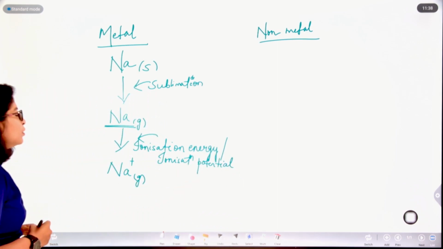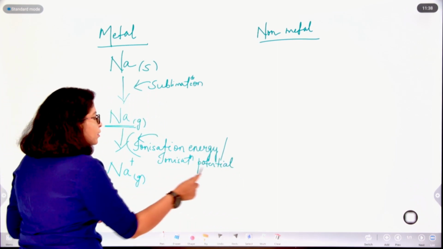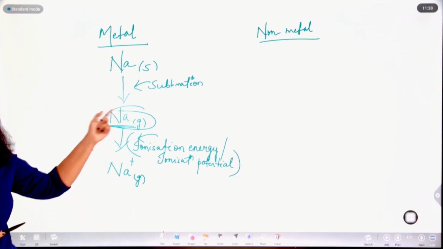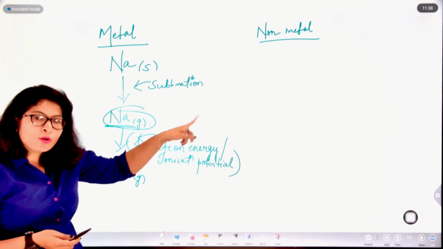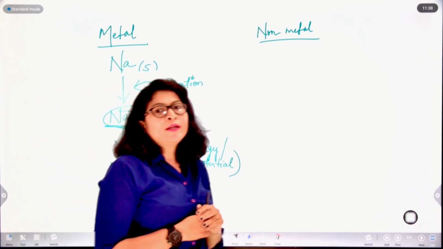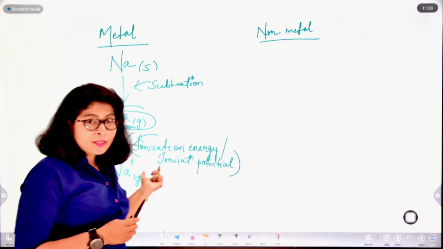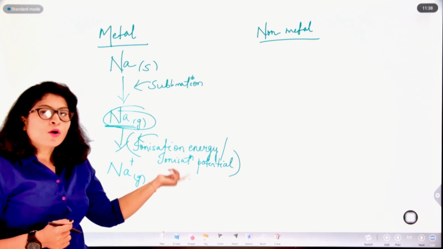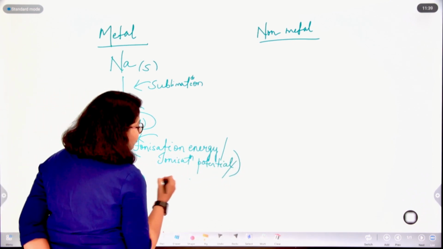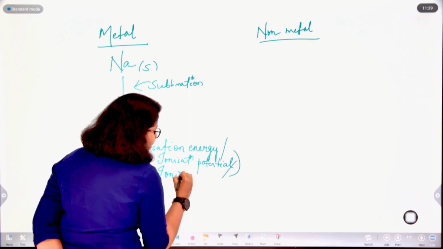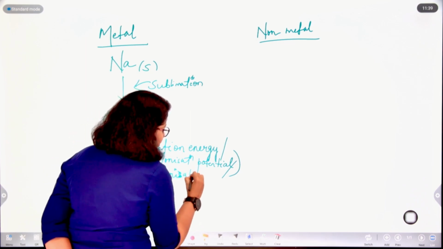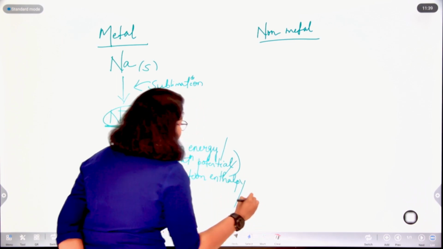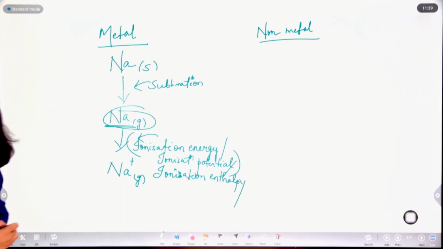So the amount of energy required for a neutral gaseous atom to extract one electron or lose one electron to get converted to a positive gaseous ion is called ionization enthalpy, or yeah, again we got a new term, it can also be called ionization enthalpy or ionization potential or ionization energy.